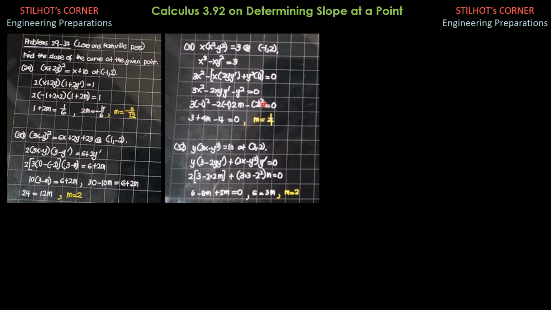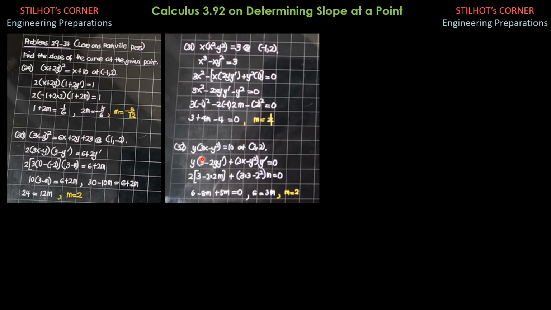Substituting the values of x and y and replacing y' by m, we have 3(-1)² - 2(-1)(2)m - 2² = 0. So we have 3, this is positive 4m, then minus 4 equals 0. So 4m = 4 - 3 = 1, so m is 1/4.